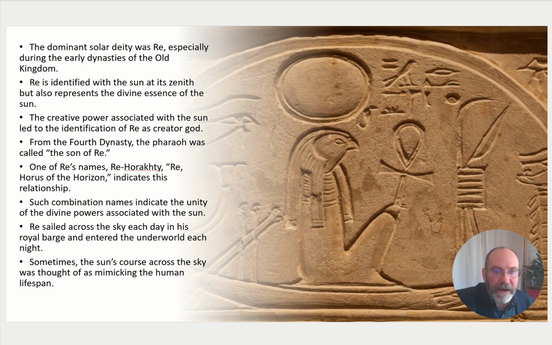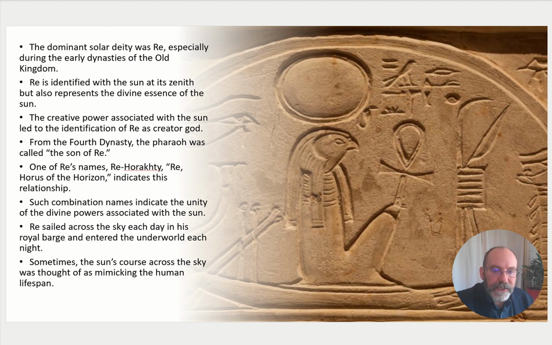The creative power associated with the sun led to the identification of Ra as creator god. From the 4th dynasty, the pharaoh was called the son of Ra. One of Ra's names is Ra Horakhty, Ra, Horus of the horizon, which indicates this relationship. So such combination names indicate the unity of the divine power associated with the sun.